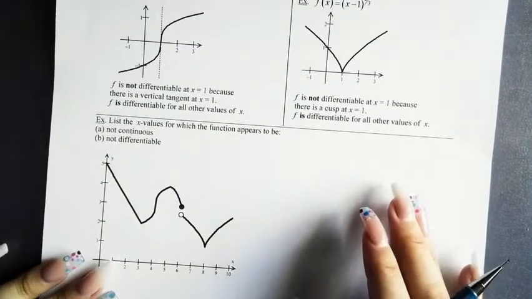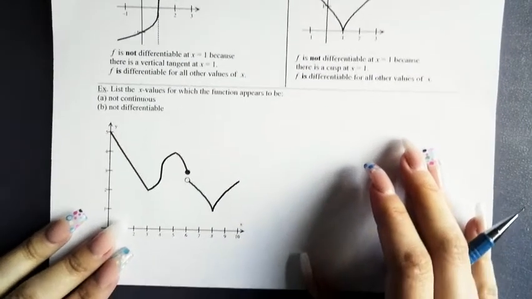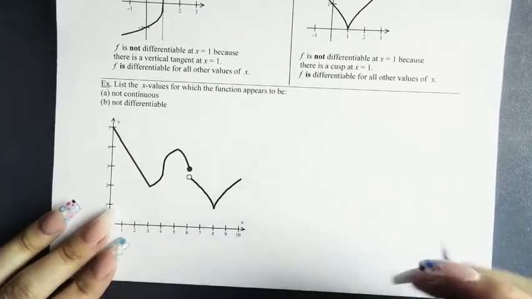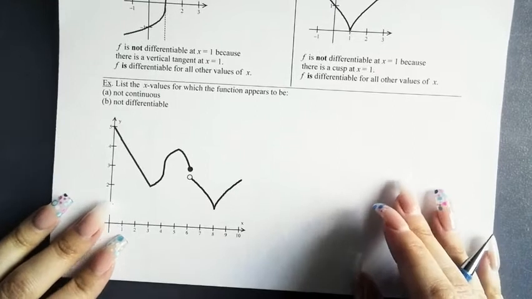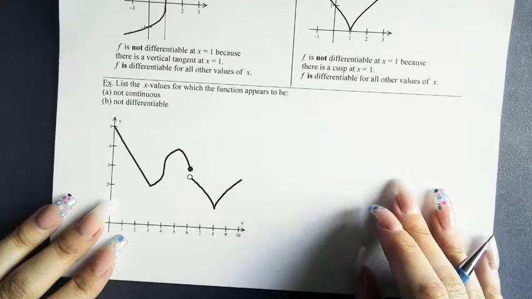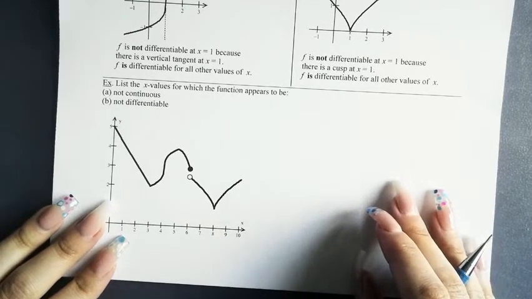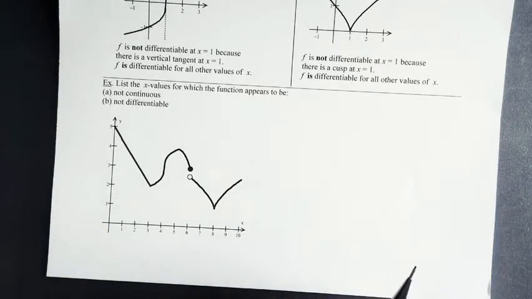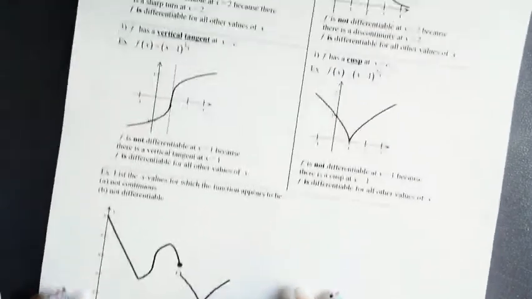Here we need to list all the x values for which the function appears to be not continuous or not differentiable. Please note something: continuity is weaker than differentiability. Let's look at the graphs here.